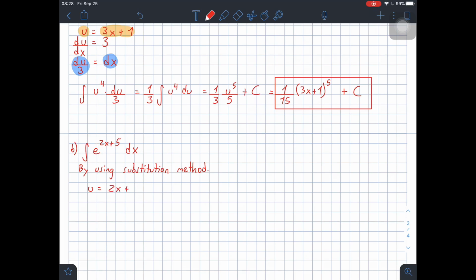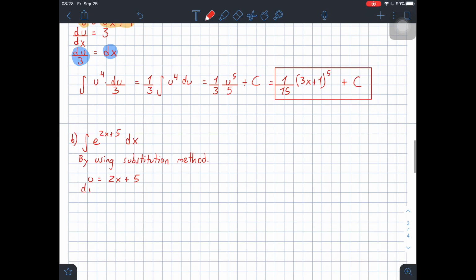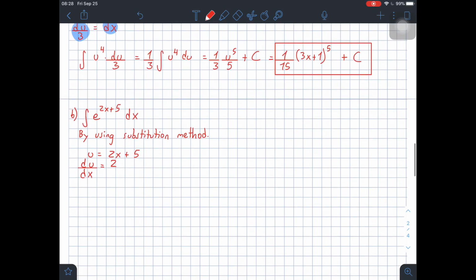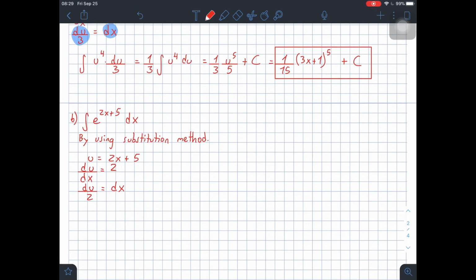So u is 2x plus 5. Then I will find the derivative of u with respect to x in order to make the variable change. And this would be 2, right? 2 plus 0, we don't need to write plus 0. So that means that du over 2 is dx. So I substitute all of that into our equation. This integral is the same as saying the integral of e to the power, instead of this exponent, we're going to write u, e to the power of u. And instead of writing dx, we're going to write its equivalent, which is du over 2.